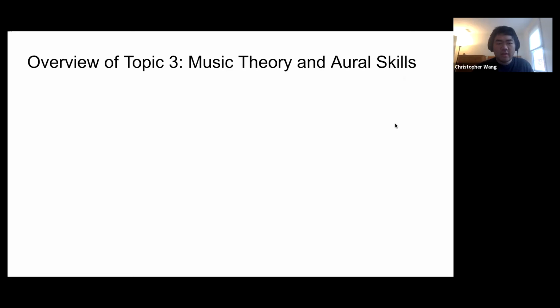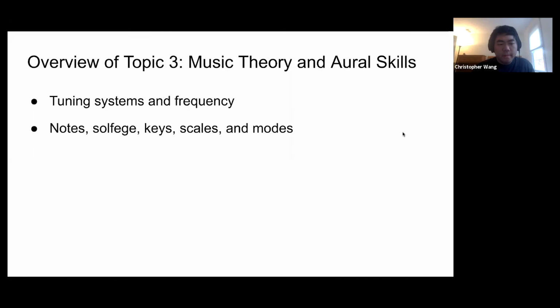carefully and identify things. And so some of the things we'll cover, I'll cover a little bit about tuning systems and frequency, and the different tuning systems that we can use to represent pitches. I'll talk a bit about notes, solfege, keys, scales, and modes, and how you can try to identify modes or certain scales based on just listening to them.